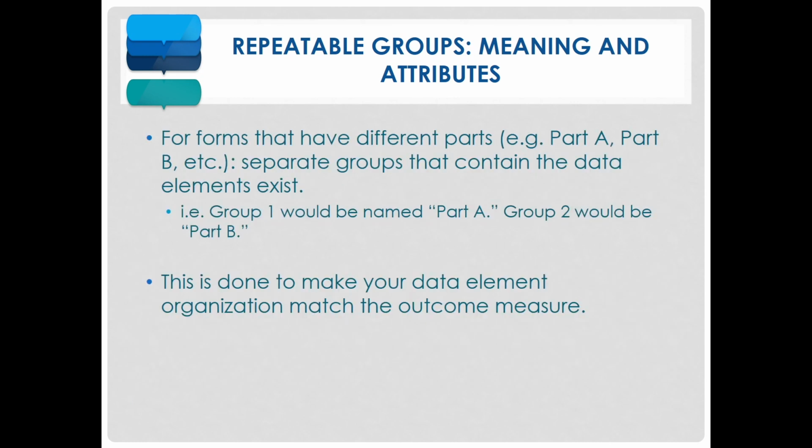For forms that have different parts, example, Part A, Part B, etc., separate groups that contain the data element exist. Group 1 would be named Part A, Group 2 would be named Part B, and so on. This is done to make your data element organization match the outcome measure.